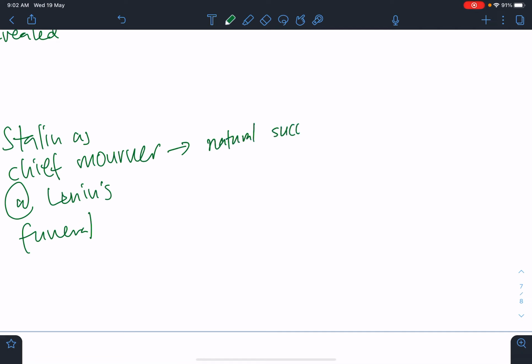Now imagine this. It is 1924. We are at the Kremlin, at Lenin's tomb, and what do we see? We see Stalin there. He looks like he's the next leader. Naturally, what is the result? That means the people will support Stalin.